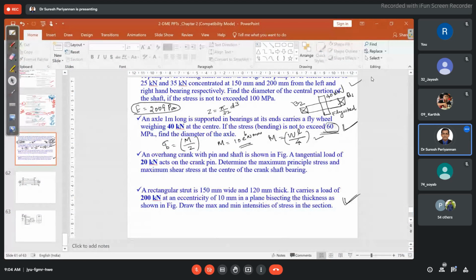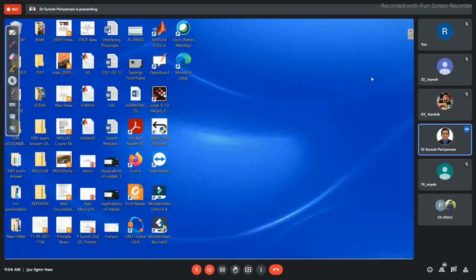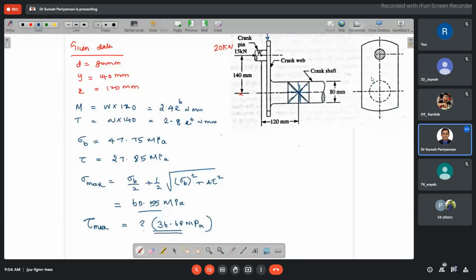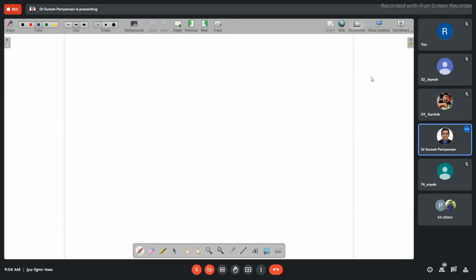Now they have given the rectangular strut dimensions and the load acting offset from the axis. We'll discuss the problem now. Go to the next page. Now see here, the strut is given. Most of the problems we discussed earlier, but this type of problem we didn't discuss, so that's why I selected these problems. But any problem you can easily solve if you are very strong in whatever we discussed, the basics.